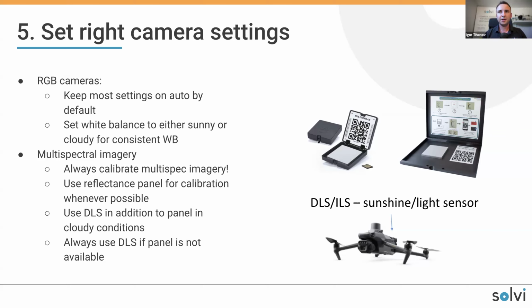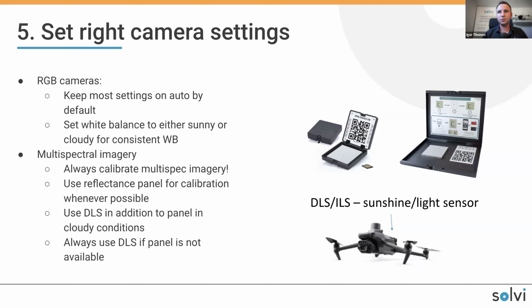When it comes to multispectral imagery, it's not really camera settings, but you always want to calibrate the imagery, and this is something that is done after the flight. That's done to make sure that the data is comparable within the flight, but also across multiple flights and locations. We did a whole webinar with the Swedish University of Agricultural Sciences a couple of weeks ago, and it's available on our YouTube channel if you want to dive deeper into this.